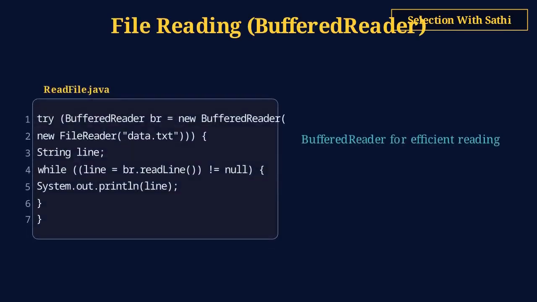For file I/O, Java uses BufferedReader and BufferedWriter. BufferedReader wraps FileReader for efficient line-by-line reading. readLine returns one line or null at end of file. Always use try-with-resources, it automatically closes the file. BufferedWriter works similarly for writing.